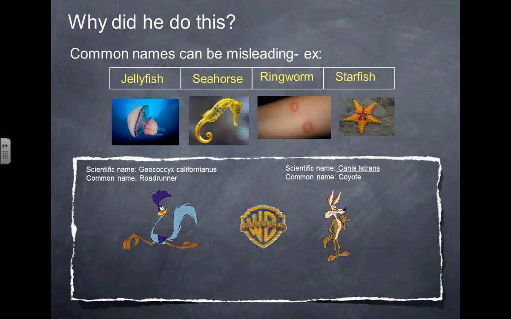Also, by agreeing on a specific name, people speaking various languages can ensure that they're talking about the same species. For example, we would say a dog in English. In Italian, you'd say il cane. What would you say in Spanish? Perro. French?